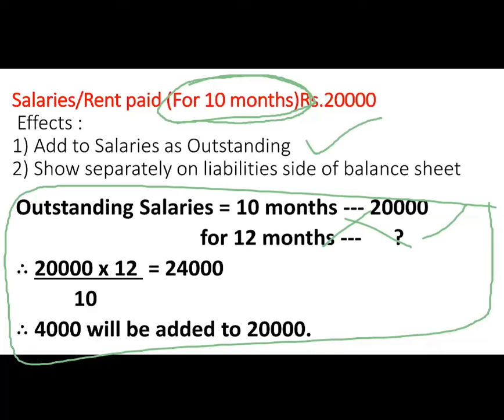And second, because this salary has to be paid, which means it's a liability. That's why the second effect will be shown on the liability side of the balance sheet. Okay, so I hope this is clear, and I want everyone to write this also in your book. Okay, so the salaries or rent paid for 10 months.